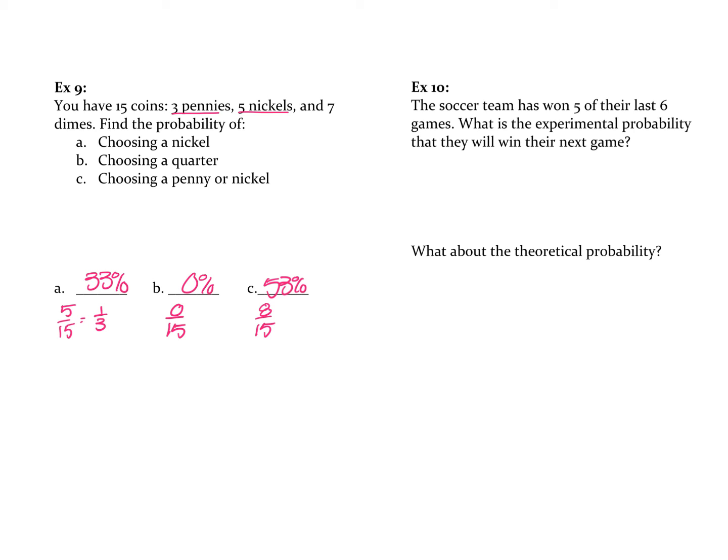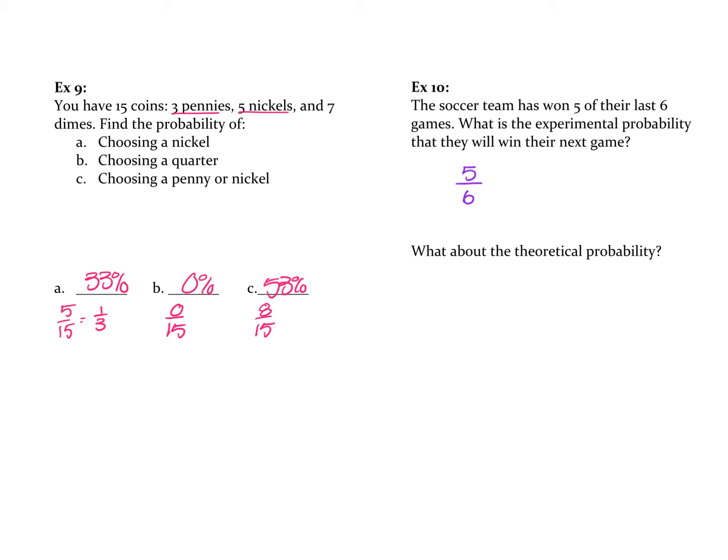Okay, then example 10, the first one says the soccer team has won 5 of their 6 last games. What is the experimental probability that they will win their next game? So we know the number of times it has happened is 5 out of the total number of times you have them, so that's 5 over 6. So the probability that they would win their next game would be 5/6.